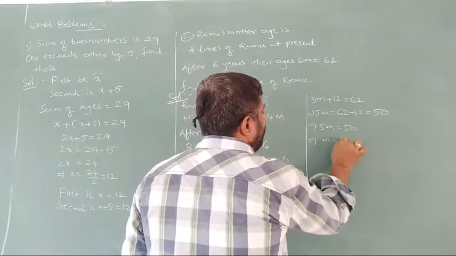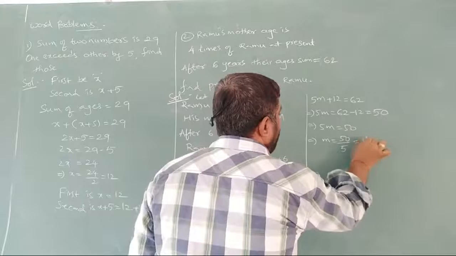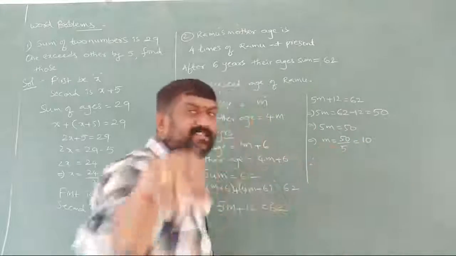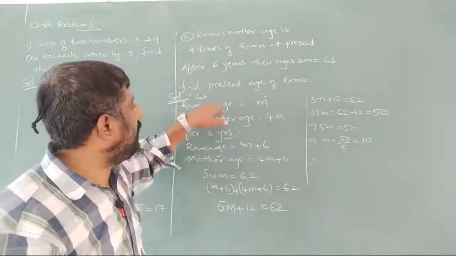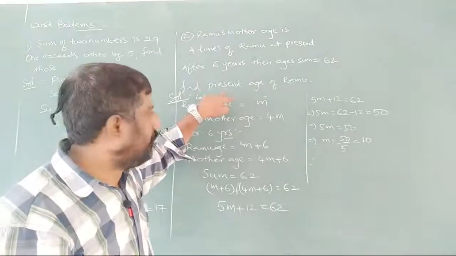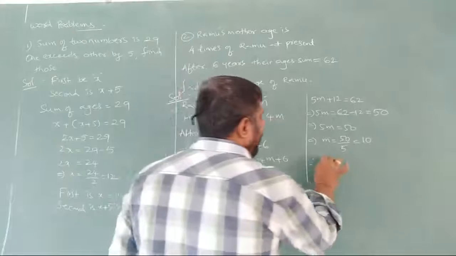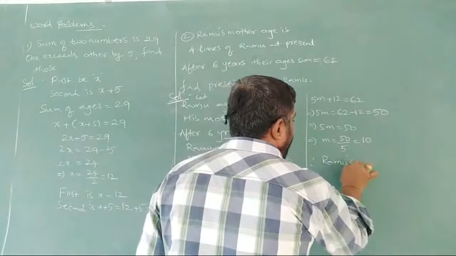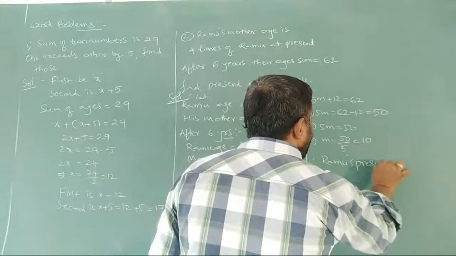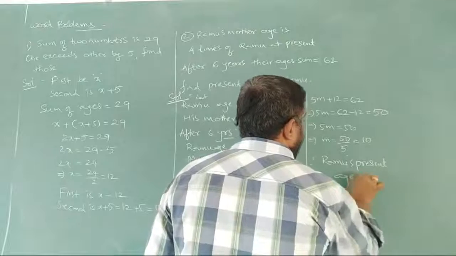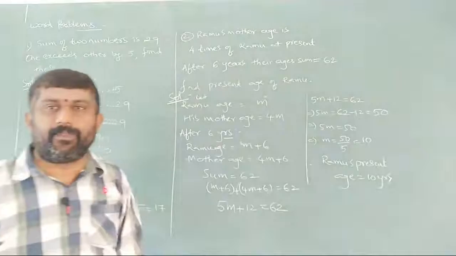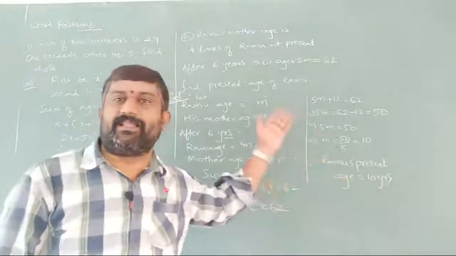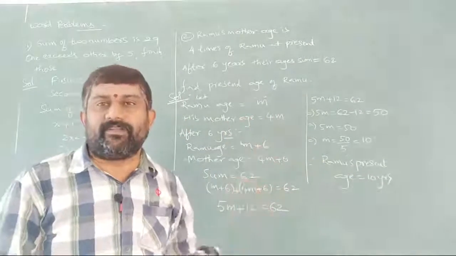Now m becomes 50 by 5, or else 10. But what is m now? What we are assuming m to be is Ramu's age at present. So simply we can say Ramu's present age is 10 years.